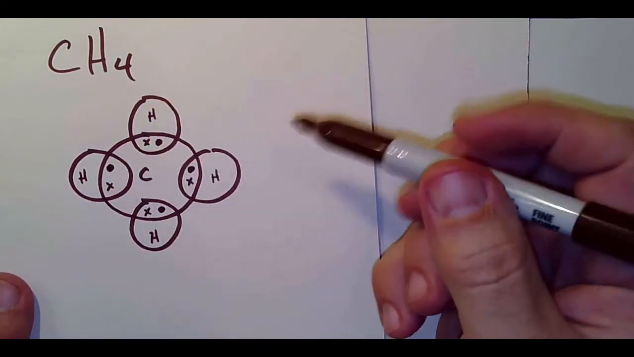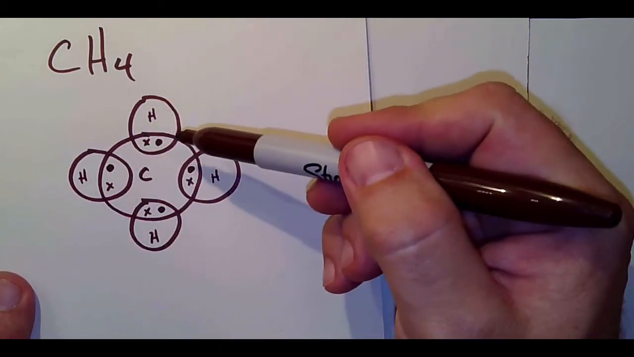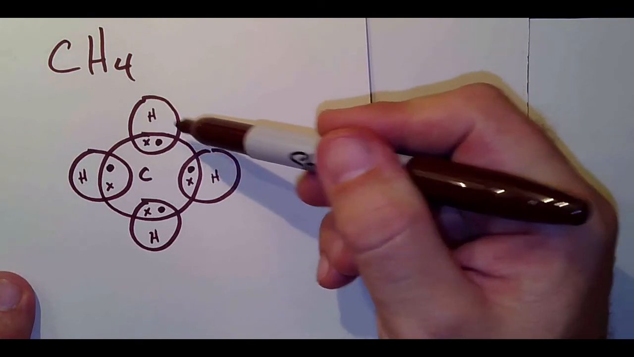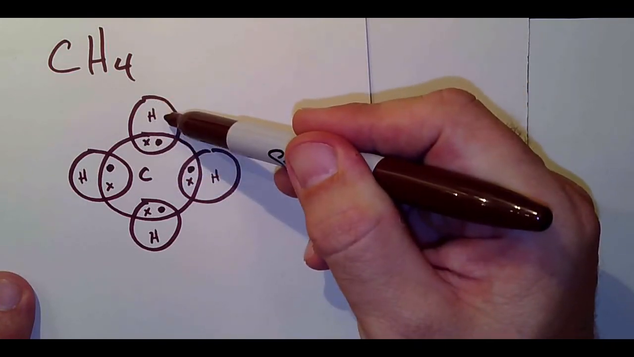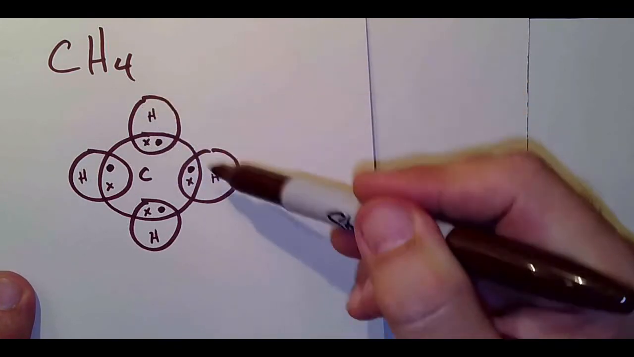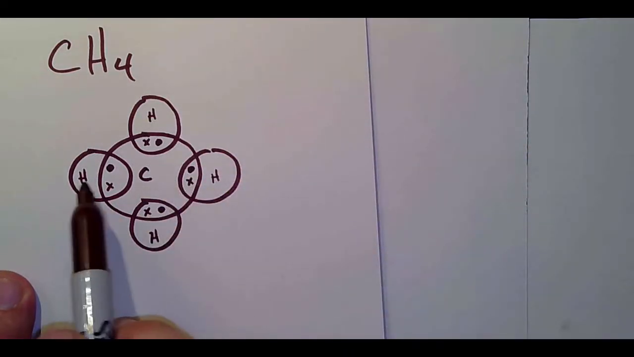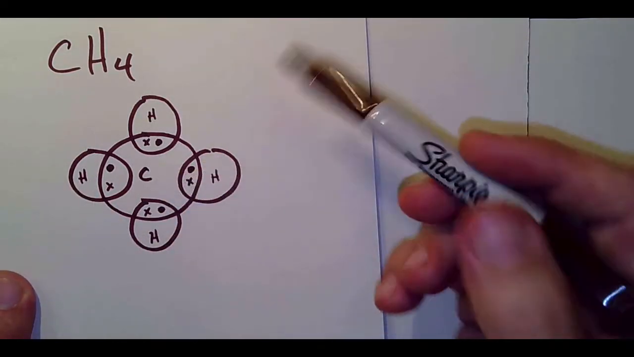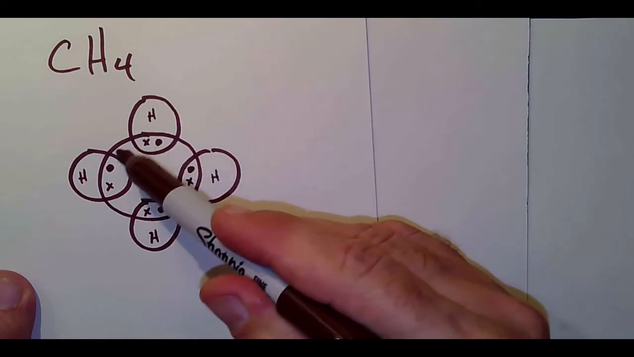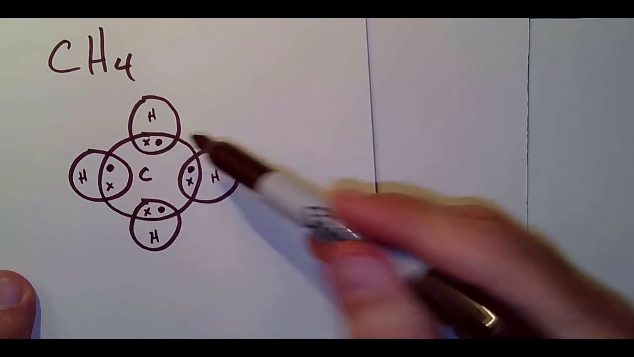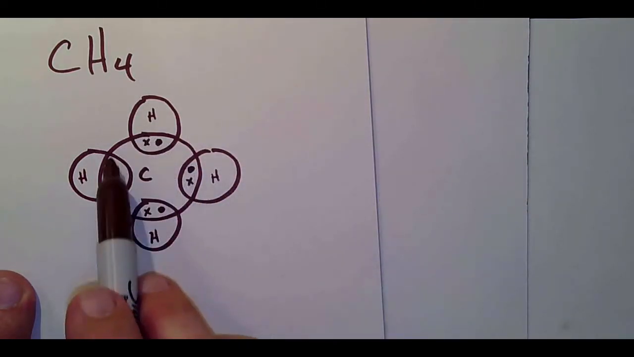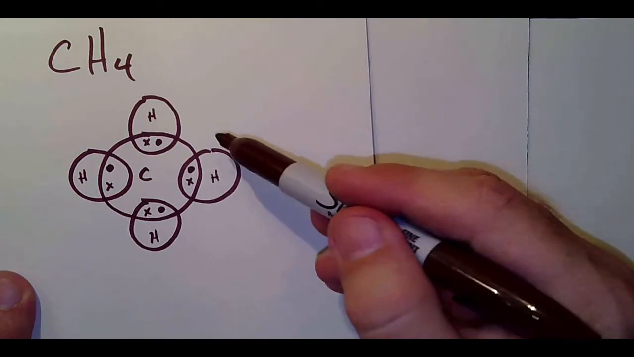So now that we've got all of those filled in there, you can see that from each individual hydrogen's perspective, it has access to 2 electrons. So each one of those hydrogens is happy. And from the carbon's perspective, since it gets to share an electron from each one of those hydrogens, its outer shell now has access to 8 electrons, so it's happy.